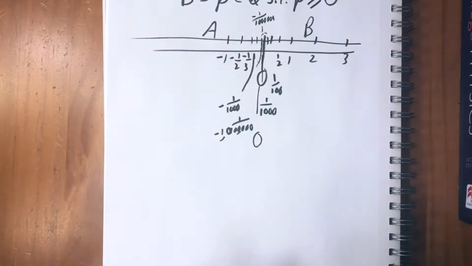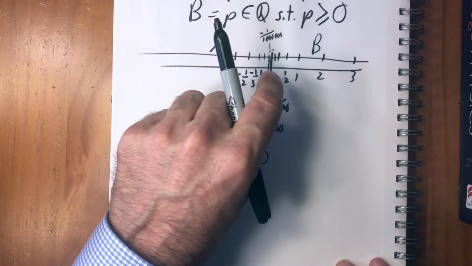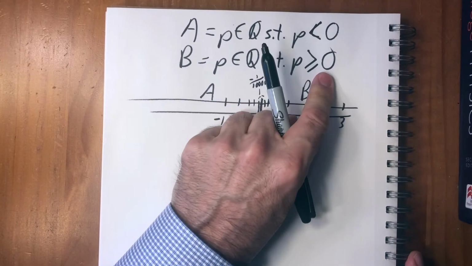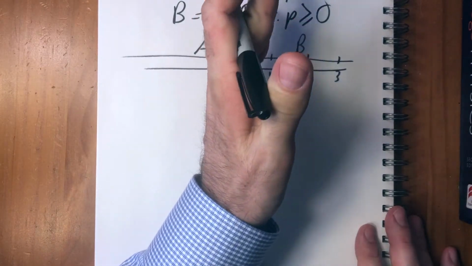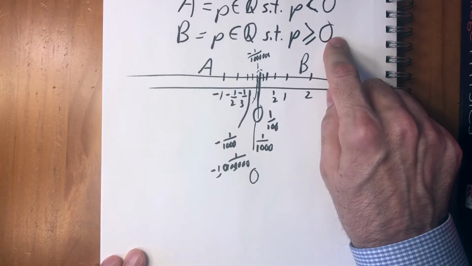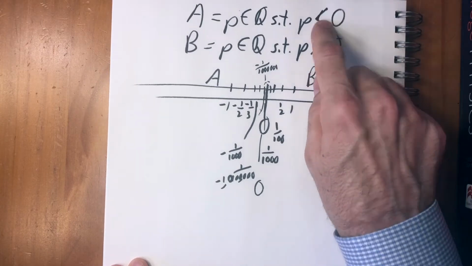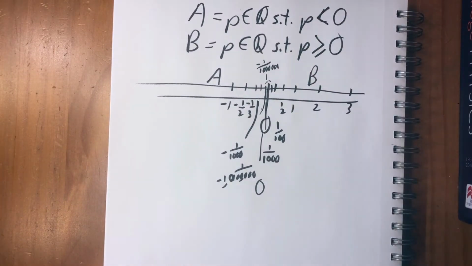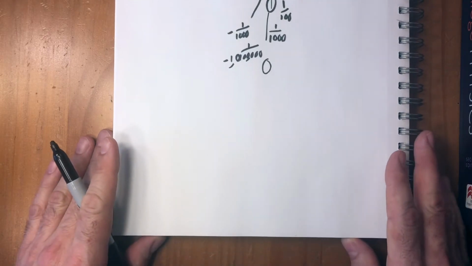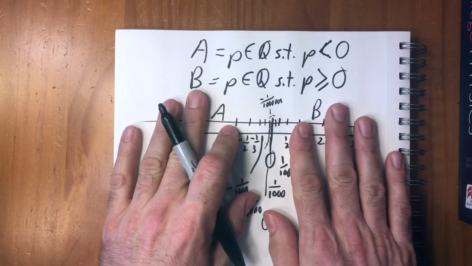The only difference between A and B is that 0 is in B, because we have greater than or equal to 0. But other than that, it's the same boundary for both of them. With B, the greatest lower bound is an element of B. The least upper bound is not an element of A. Okay, so let's look at one more thing about A and B here.